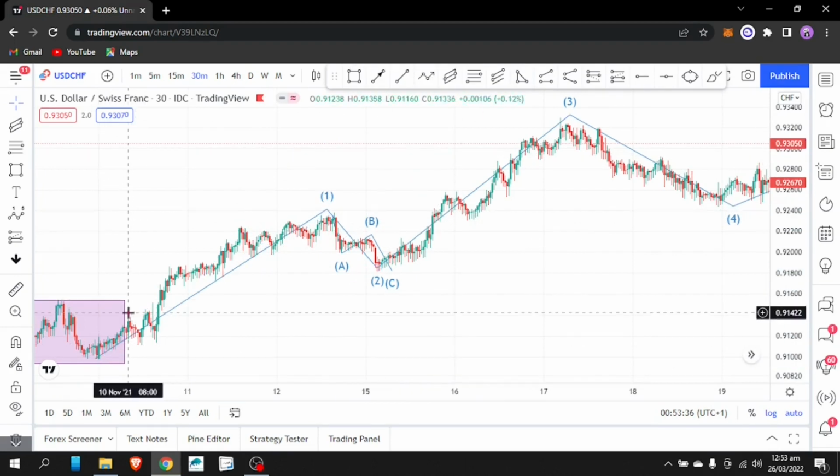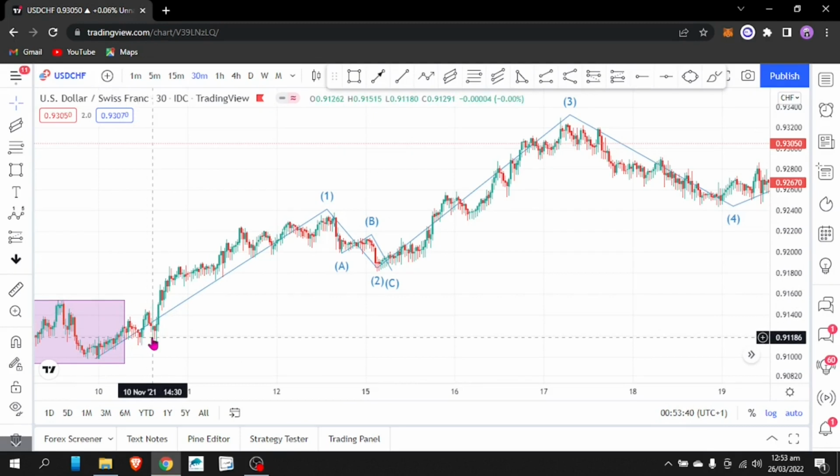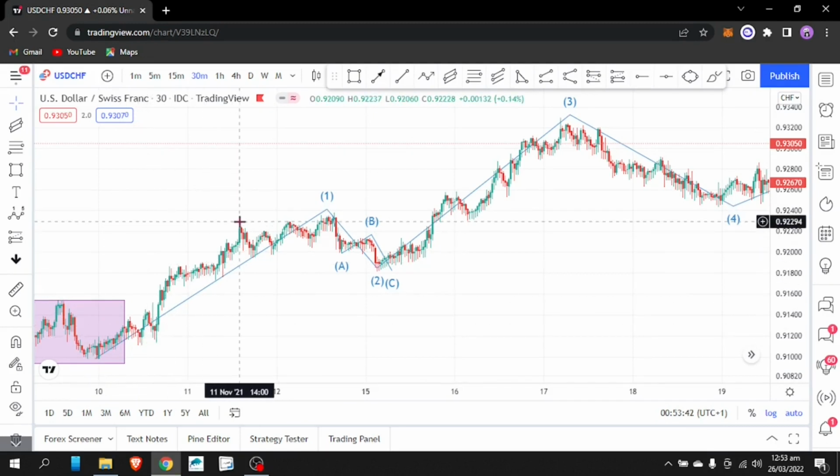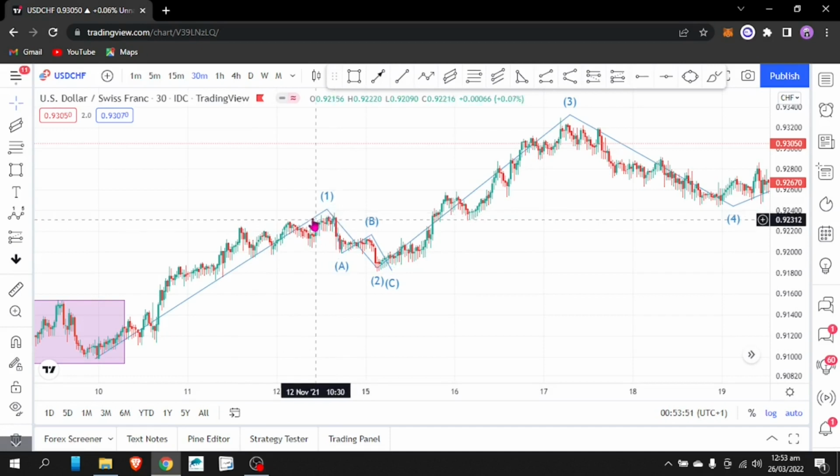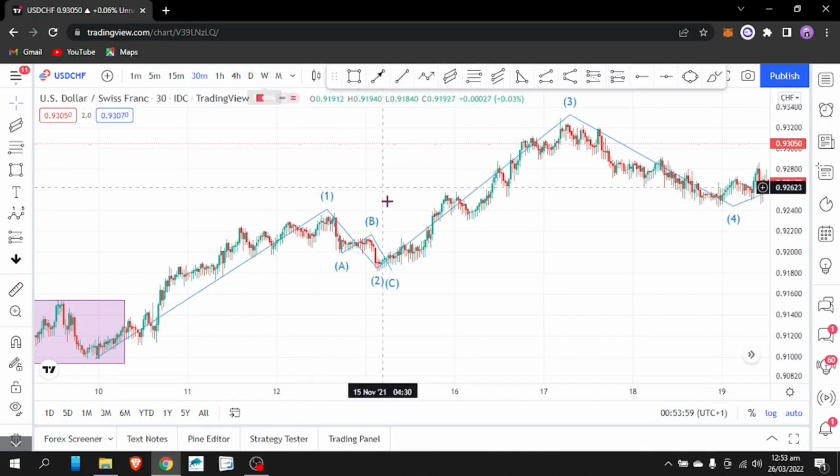from here to here is our first wave, our first pullback, our second wave. You can also see A, B and C corrective structure from this A, B, C, and then the last wave up, and then from here to this level is our first impulsive push to the upside. That is on the 4-hour time frame.